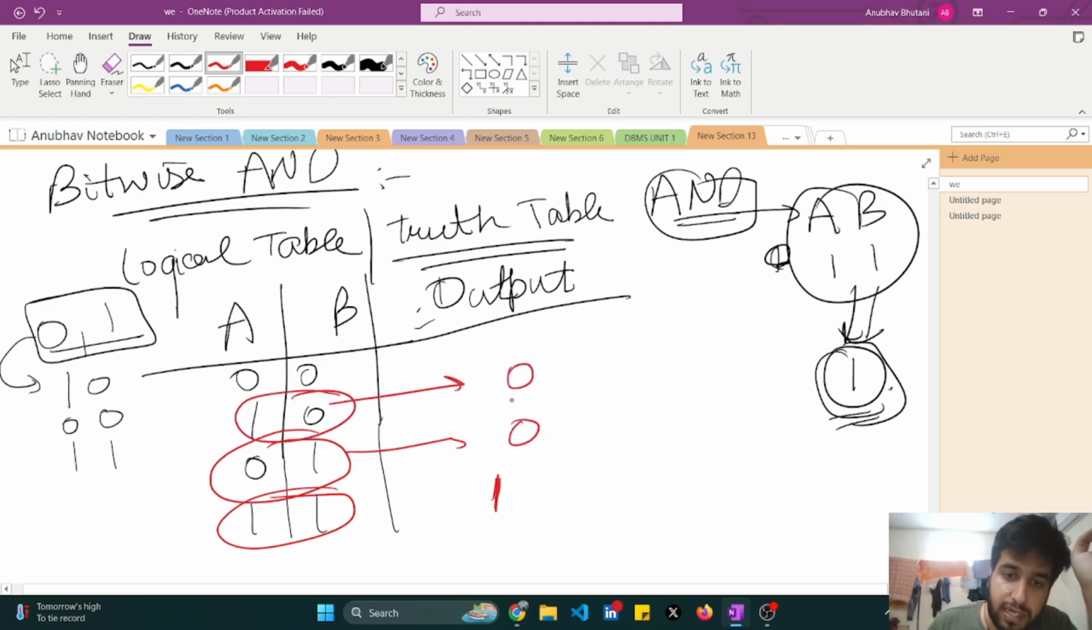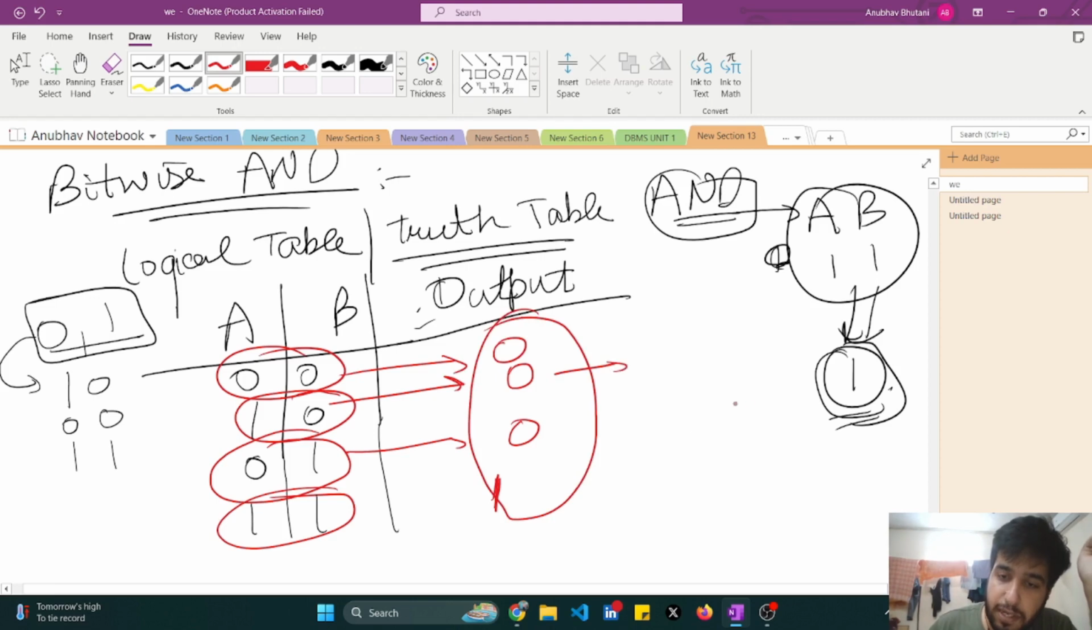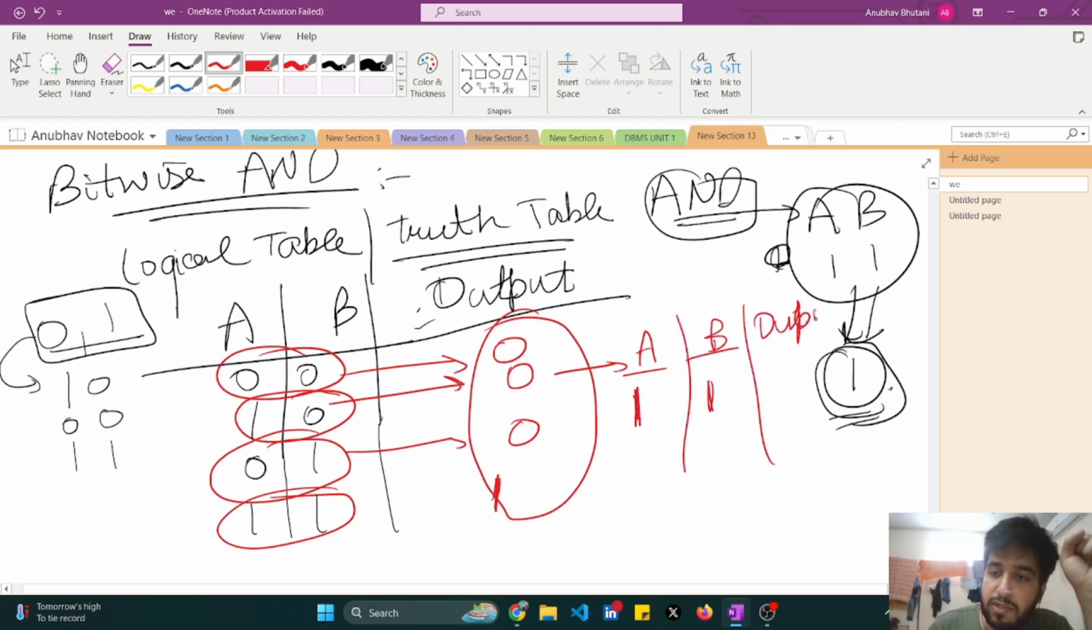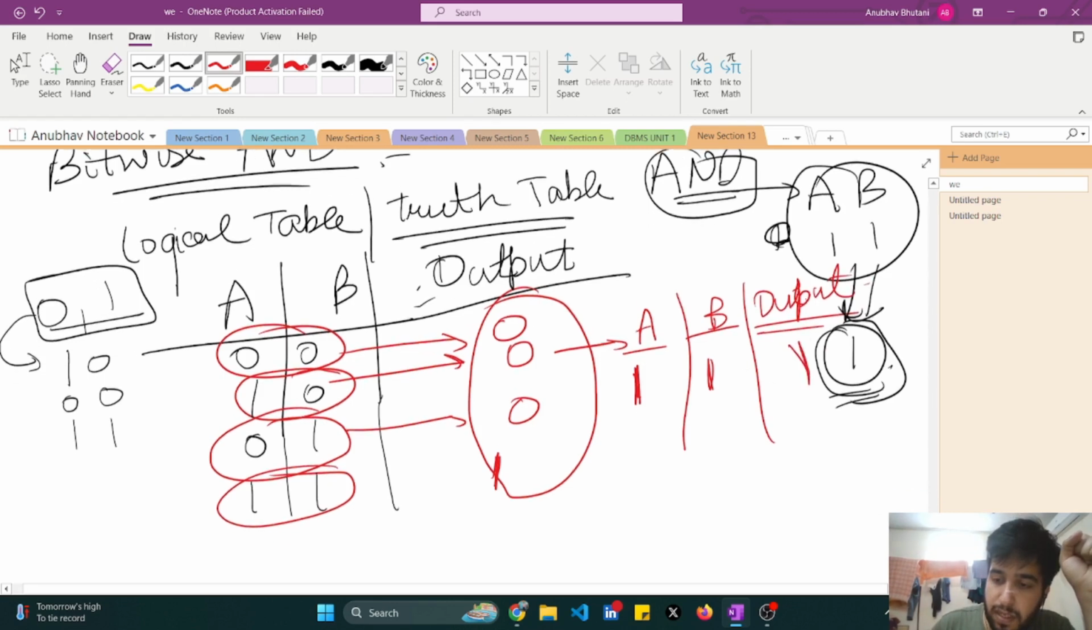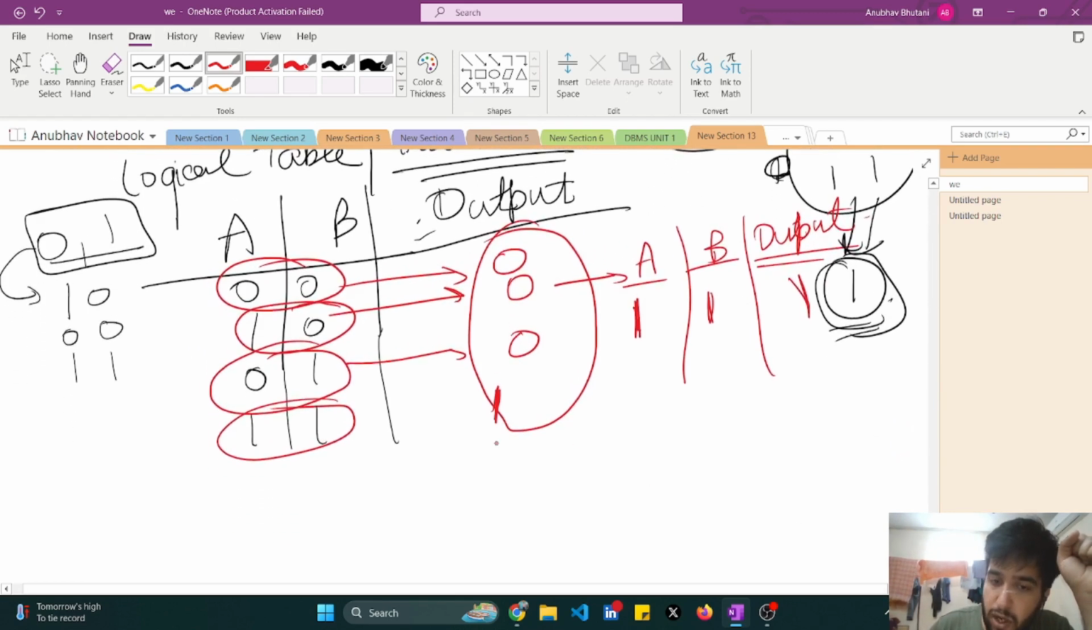If one doesn't work hard, the project cannot be made. If both don't work hard, the project cannot be made. So this would be true only in the case where both the inputs are fully given, both the people give their full contribution. Then only the output will be one. Okay, this was about logical AND.